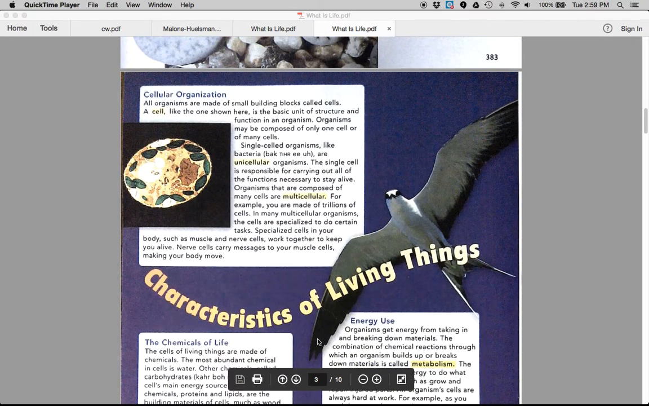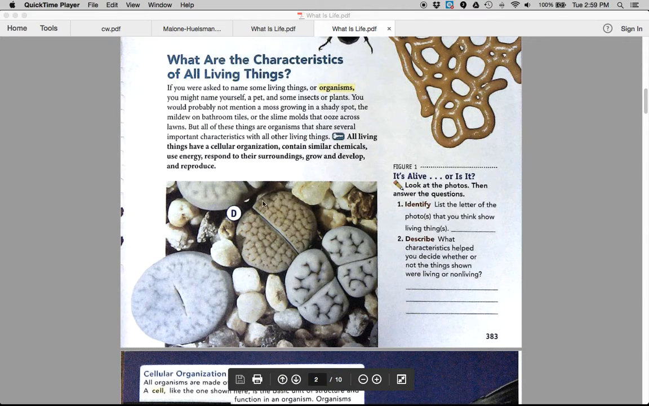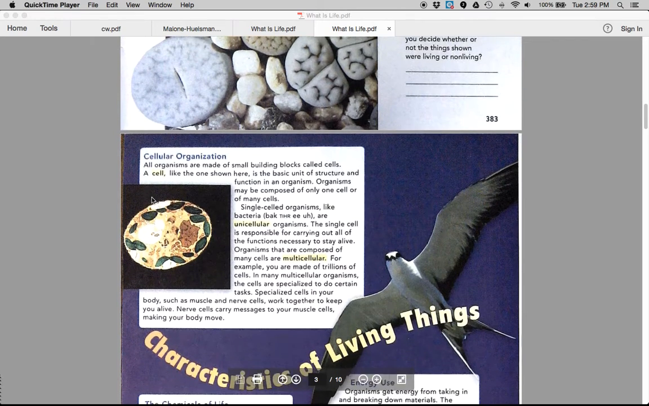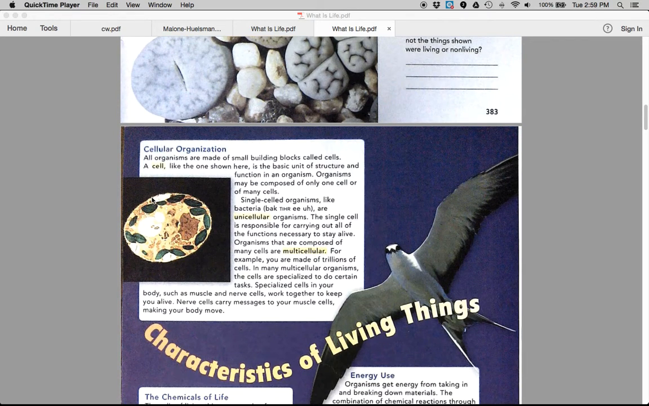Cellular organization. So now we're going to break all of these down and talk about them individually. Cellular organization. All organisms are made of small building blocks called cells. A cell, like the one shown here, is the basic unit of structure and function in an organism. Organisms can be composed of only one cell or many cells. Single-celled organisms like bacteria are unicellular organisms. The single cell is responsible for carrying out all the functions necessary to stay alive.